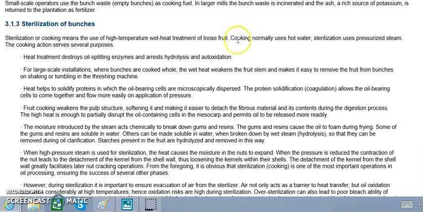And then you have the moisture introduced by steam, which acts chemically to break down the gums and resins. The gums and resins cause the oil to foam during frying. Some of the gums and resins are actually soluble in water, and others can be made soluble when broken down by wet steam. The process is called hydrolysis, so that they can be removed during clarification, the oil clarification. Starches present in the fruit are hydrolyzed and removed in this way.